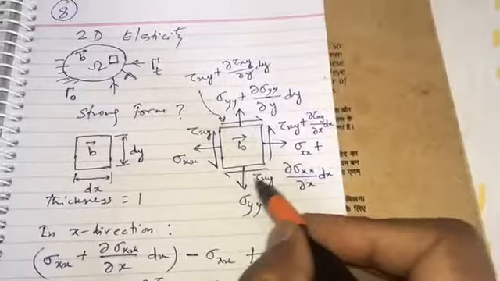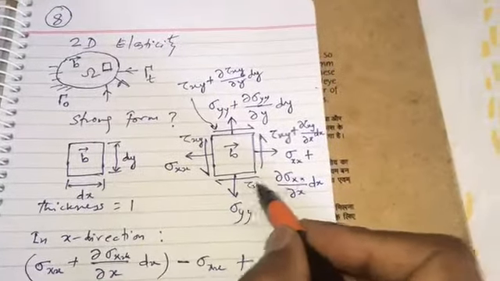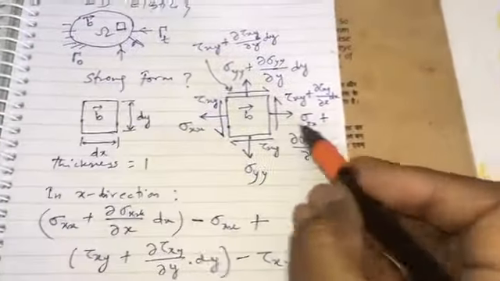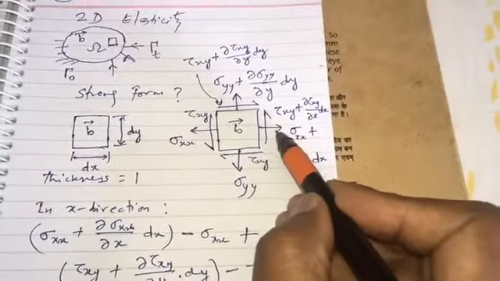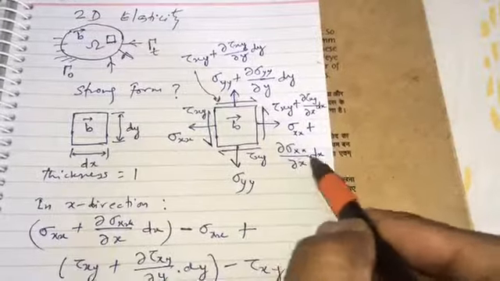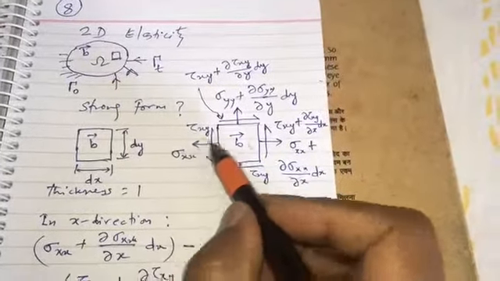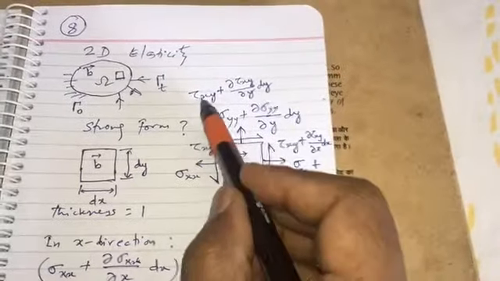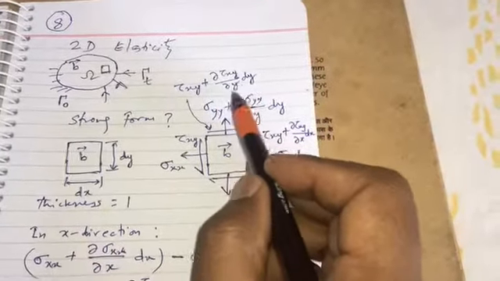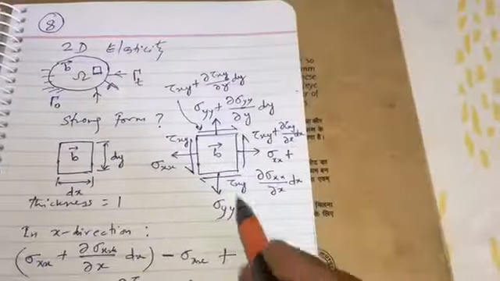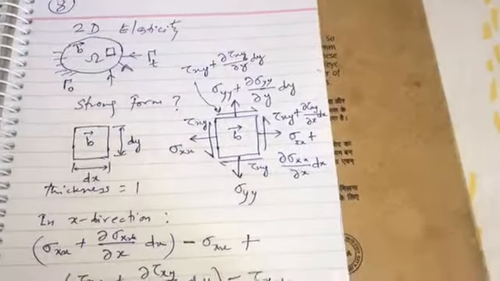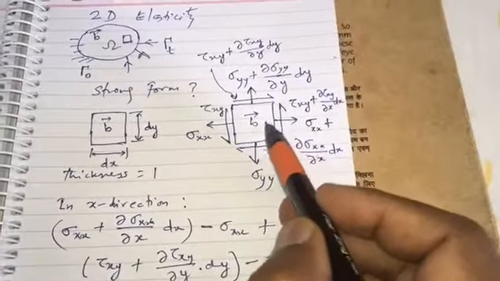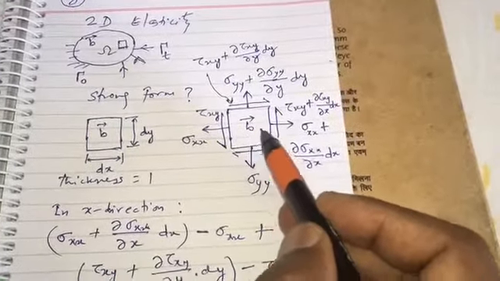minus tau xy. So in x direction we have sigma xx plus del sigma xx over del x dx minus sigma xx, plus we have tau xy plus del tau xy over del y times dy minus tau xy. So we have these stresses, and then we have this.